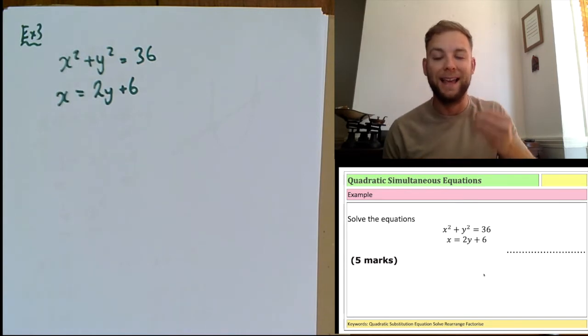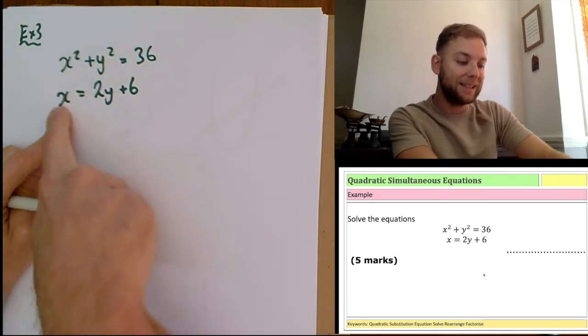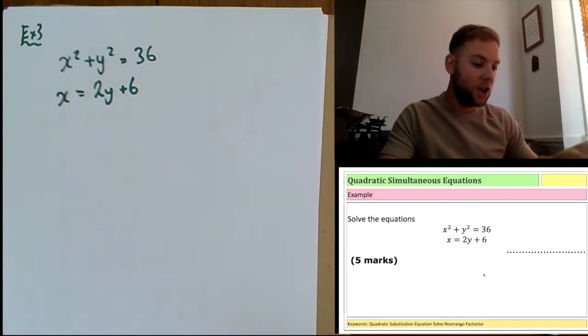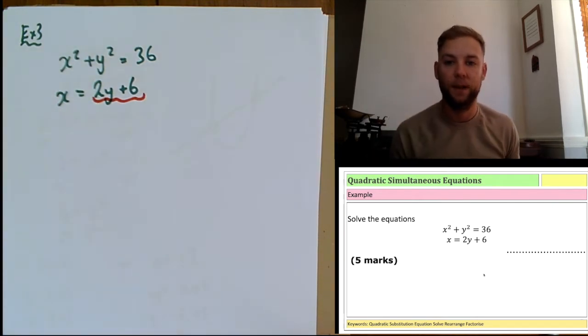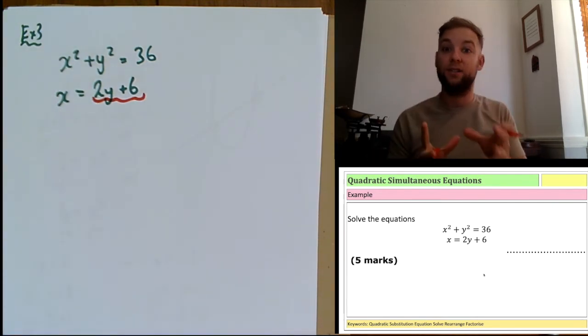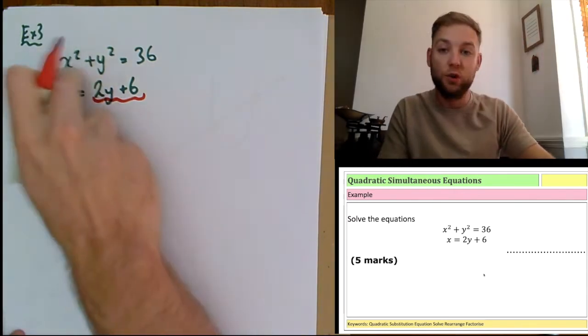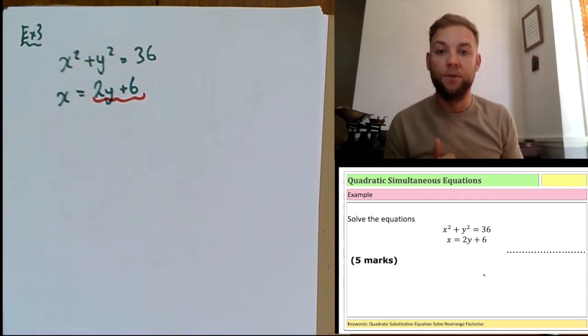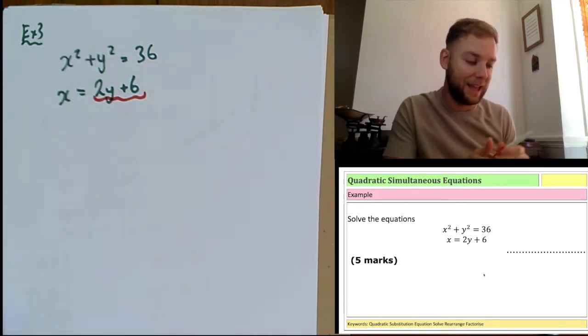Okay, so the next thing I need to do is use substitution. So I need to make it equal to one of the things that I want. In this case, it's already like that: x is equal to 2y plus 6. So I know that x is equal to this part here. Now, because I know x on its own is one thing, I can now substitute that into this top equation. So I'm putting this into here.